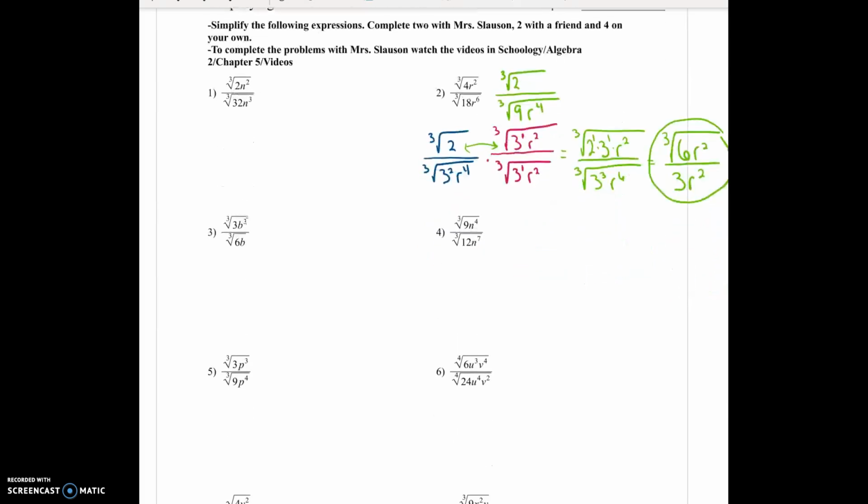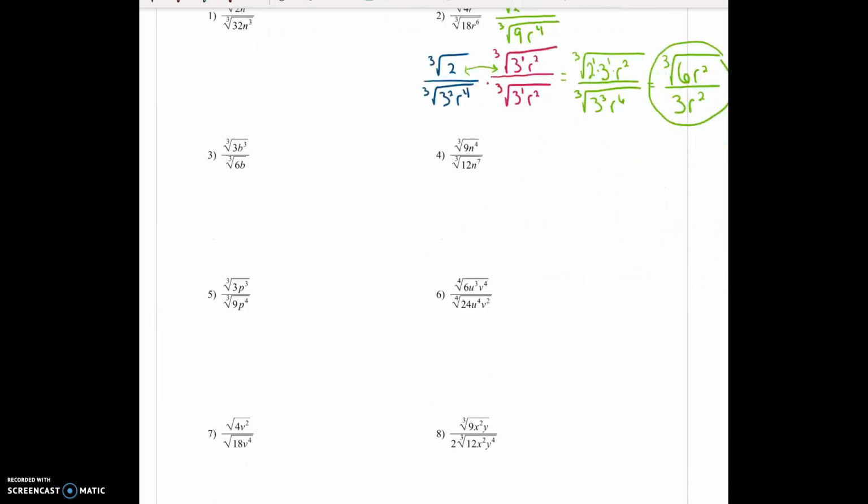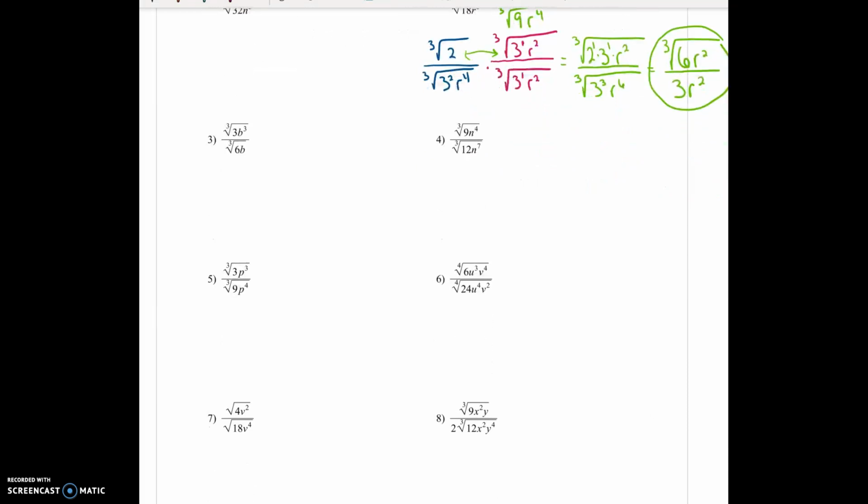All right, next problem I'm going to do for you. Let's see, number 6. Let's do number 6 together. So the first thing I'm going to do is go ahead and divide. I'm going to simplify that fraction. So as far as the numbers go, 6 and 24, I can divide both of those by 6 and get 1 and 4. My u's I can simplify, so I just have 1 u in the bottom, and my v's I can simplify, so I just have 2 in the top.